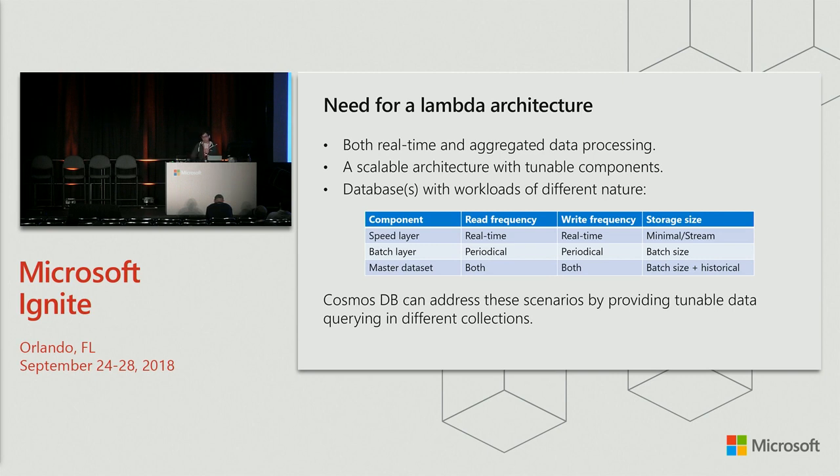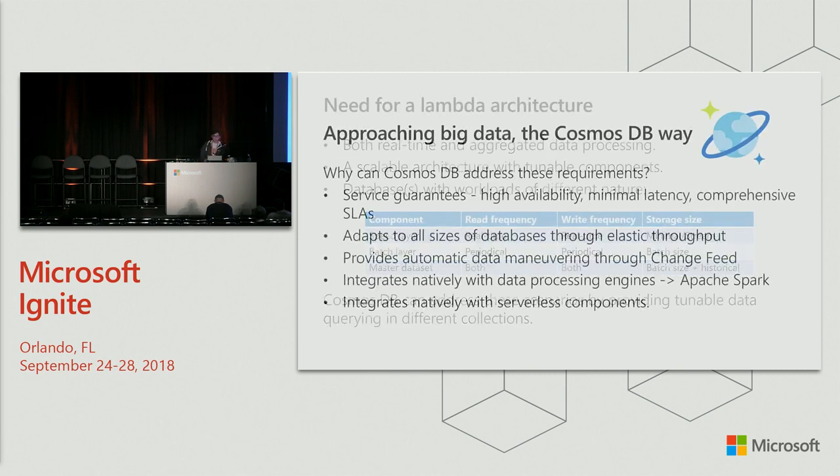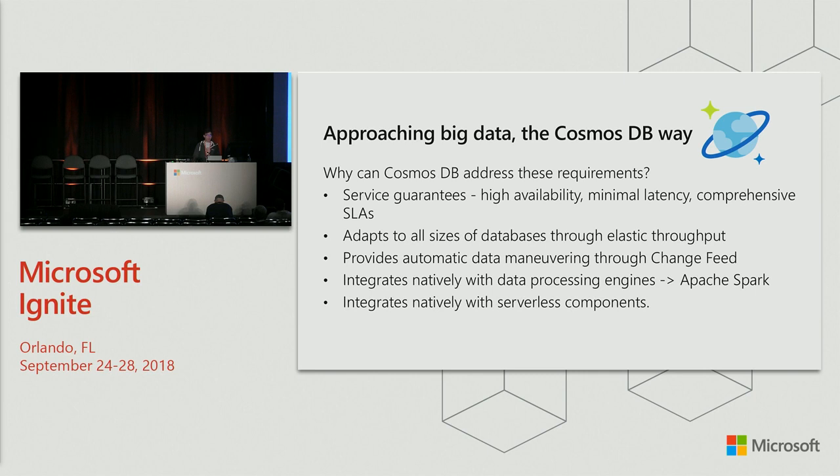So our proposal here is Cosmos DB can address these scenarios by providing tunable data querying by the use of different collections. I'll provide a quick reminder of Cosmos DB's capabilities in a little bit, but the main value proposition is the following. You have service guarantees in Cosmos DB that will address the possibility of any of the components in the Lambda architecture being faulty or having downtime that will affect the entire system. As you may see, the system is highly connected. There's minimal latency and comprehensive SLAs that Cosmos DB provides.